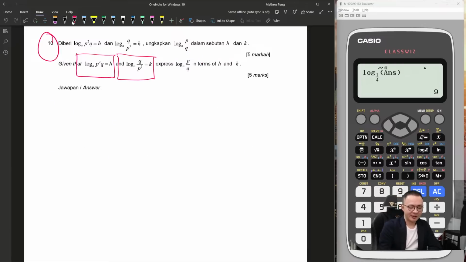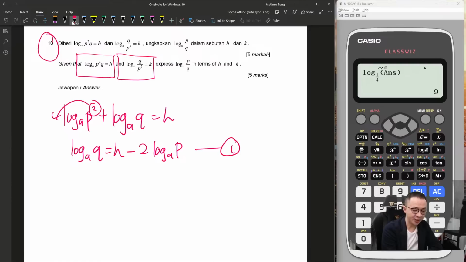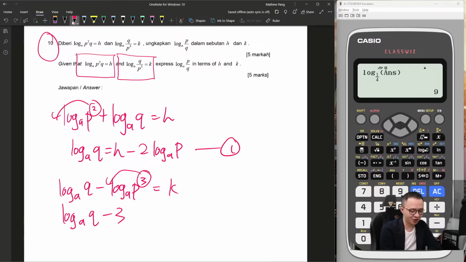So let's begin. Multiply basically means plus if I expand it. So I can quickly make log AQ the subject: H minus 2 log AP, my first equation. Then we take the second one, log AQ divided by P to the power of 3. Divide basically means minus, so log AQ minus log AP to the power of 3 equals K. And 3 I can move to the front, because this is the rule of log. So log AQ minus 3 log AP equals K. This is my second equation.